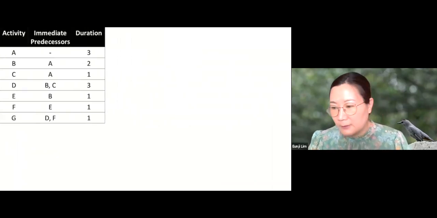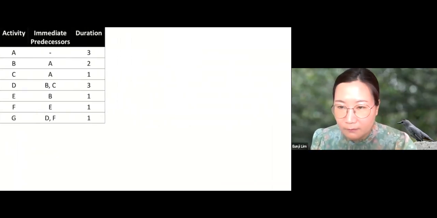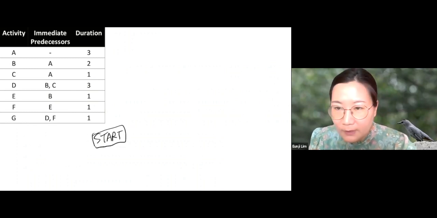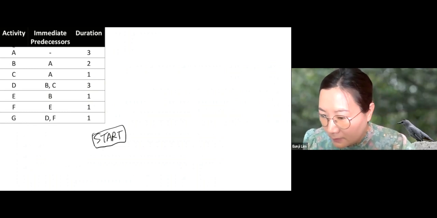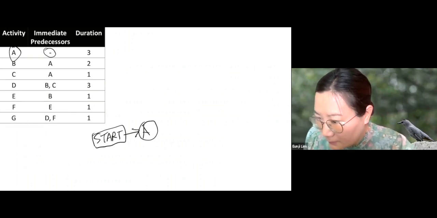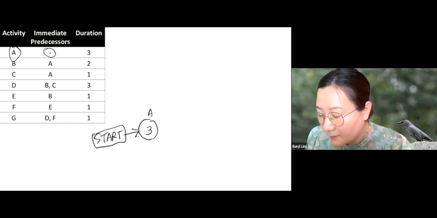So let's draw the activity on node network of this example. Let's start with the start node. Start. And what is the first activity we can start working on? That's the one without any predecessors. So activity A. And the duration of this is 3. A takes 3 months to finish.